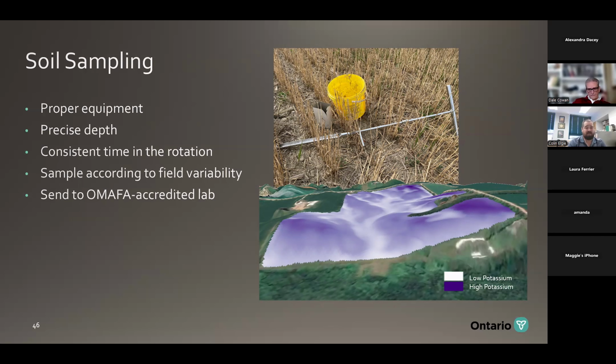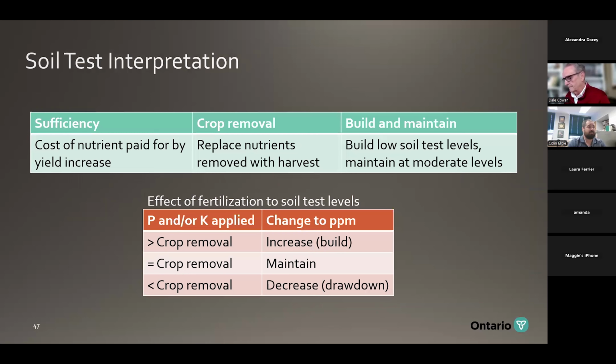And of course, sending it to an accredited lab to make sure that the testing and analysis actually means something. When we look at interpreting that soil test, we can look at the results in a number of ways depending on the goals for that individual field, whether we're looking to maximize short-term profitability or long-term profitability. There are different ways to do it. The most important part is that no matter what we're doing, we keep an eye on crop removal.